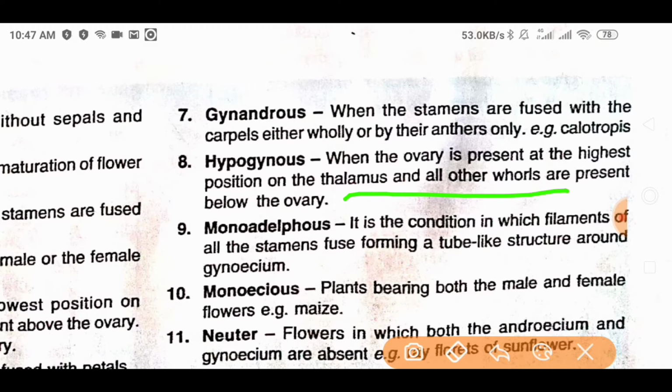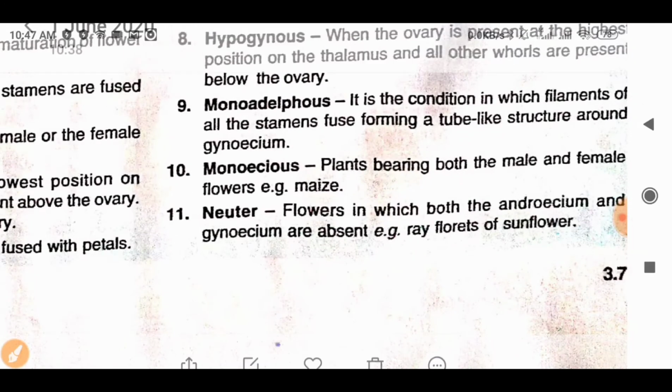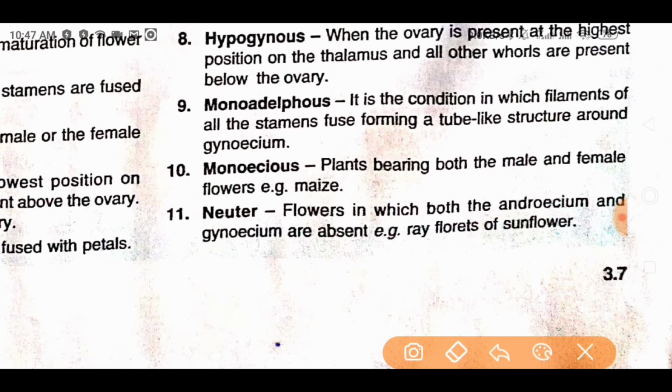Hypogynous, when the ovary is present at the highest position on the thalamus and all other whorls are present below the ovary. Okay, monoadelphous condition is the condition in which the filaments of all the stamens fuse, forming a tube-like structure around the gynoecium. Okay, these are the main key points you can also note in your notebook. Monoecious condition, plants bearing both male and female flowers. An example is maize.